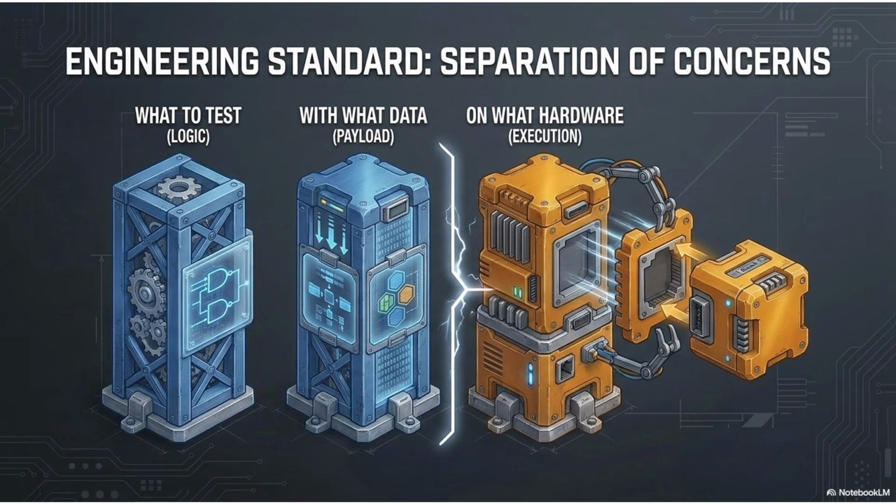To keep the system clean, we practice separation of concerns. Each part of the framework has one job, a dedicated job, and one job only. This makes it much easier to find bugs and update the system as the vehicle evolves in the later stages.